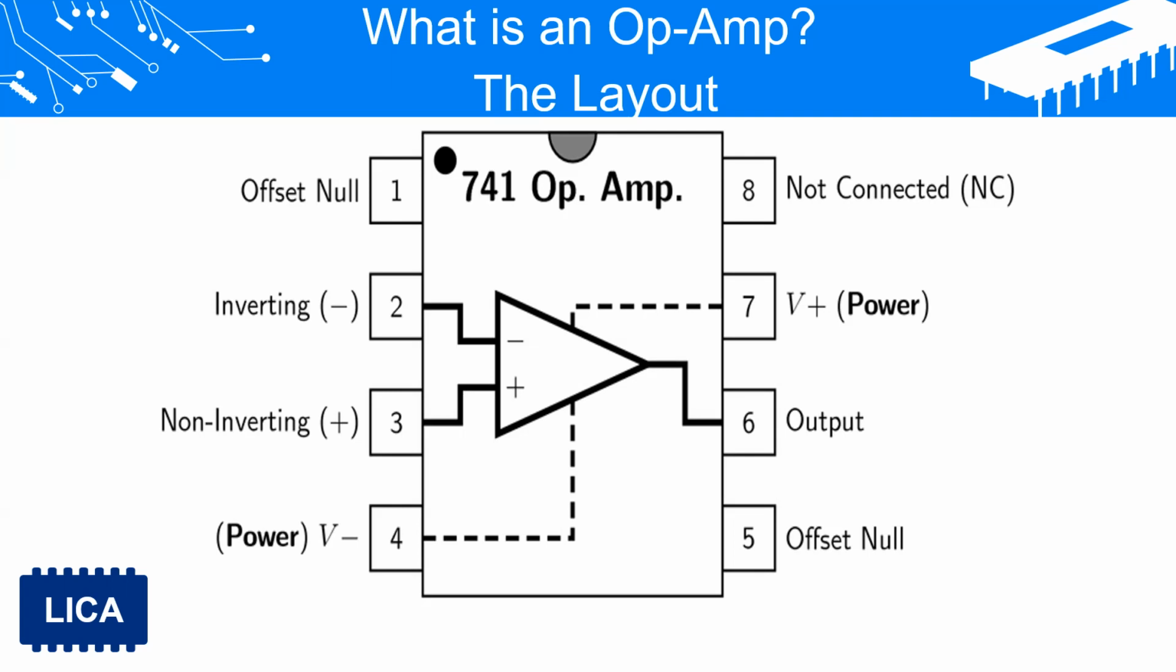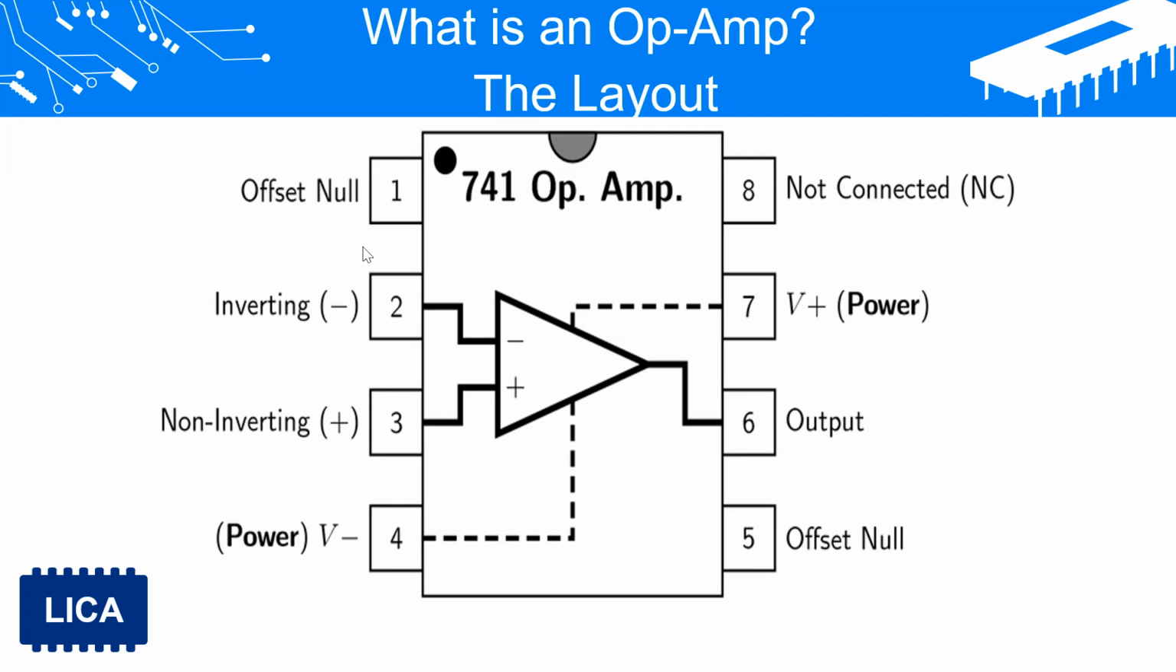If the voltage at pin 2 is greater than the voltage at pin 3, that is, the voltage at the inverting input is higher, the output signal stays low. Similarly, if the voltage at pin 3 is greater than the voltage at pin 2, that is, the voltage at the non-inverting input is higher, the output goes high.